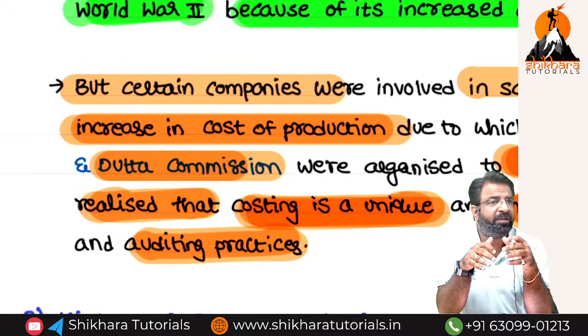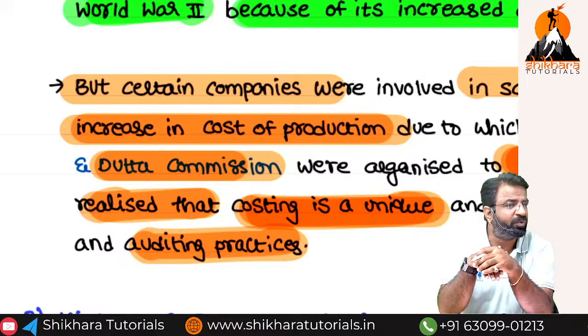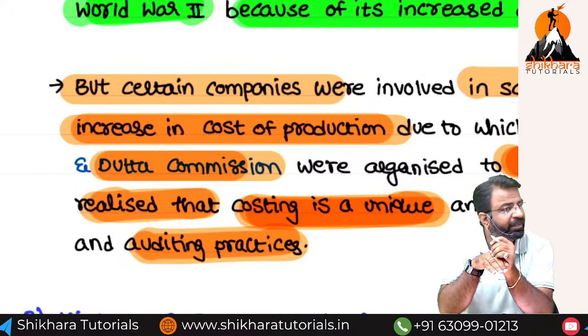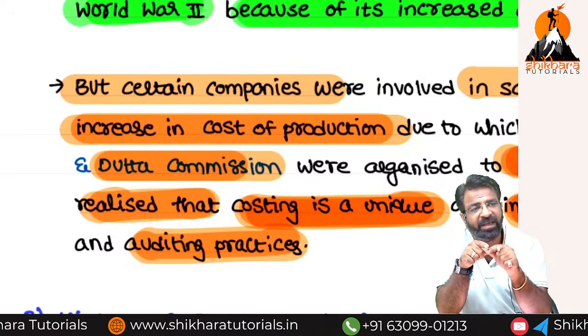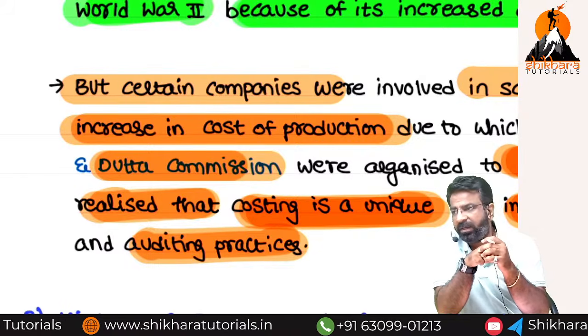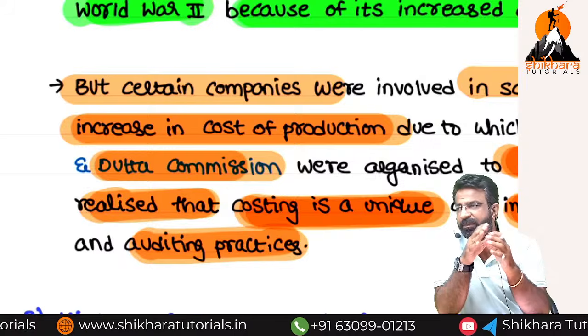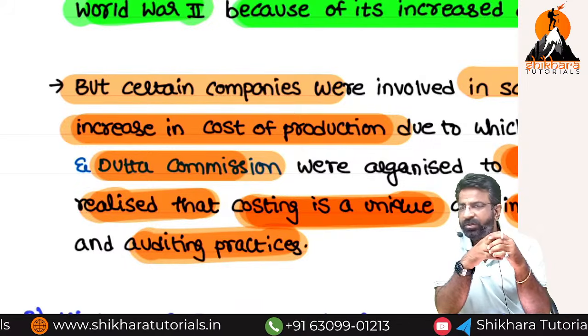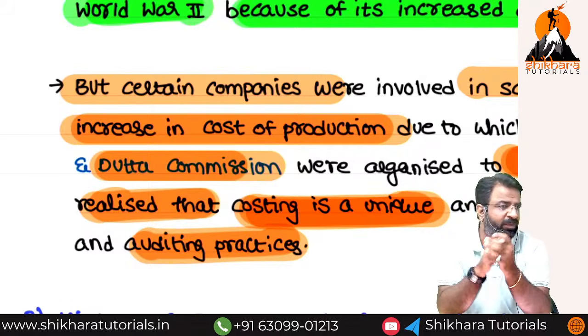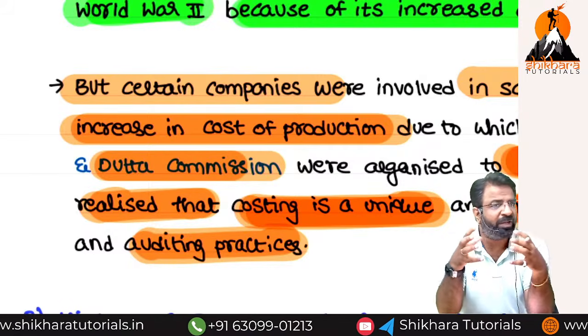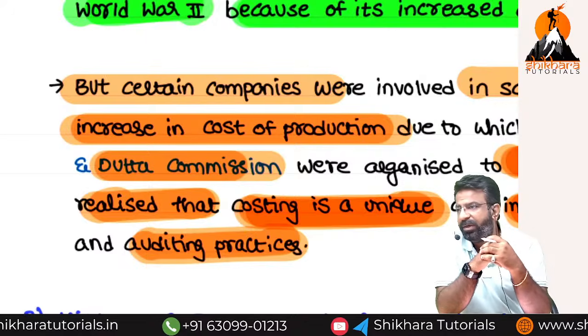And after the recommendations given by the Vivian Bose and Datta Commission, they finally realized that costing is also as important a concept as which accounting? Financial accounting. And cost audit is also as important as what? Financial audit. So they started giving the same level of importance to the costing as well as what? Financial. And that's how the emergence of the cost audit came into what? Existence.